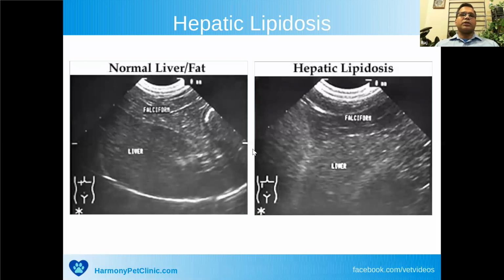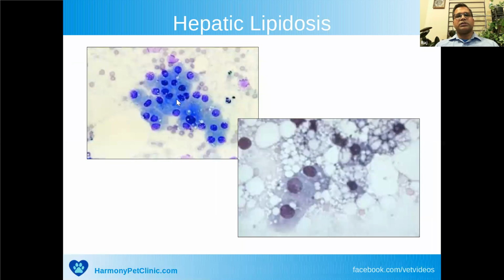On ultrasound, this is the falciform ligament and this is the liver. Usually the liver is hypoechoic compared to the fat, so it's darker than the fat, and that is normal. But when there is hepatic lipidosis, when there is fat accumulation, you can see here, this is the falciform and the liver is hyperechoic compared to the fat. So it's brighter compared to the fat. That's indicative of lipidosis. And then cytology is a diagnostic tool.